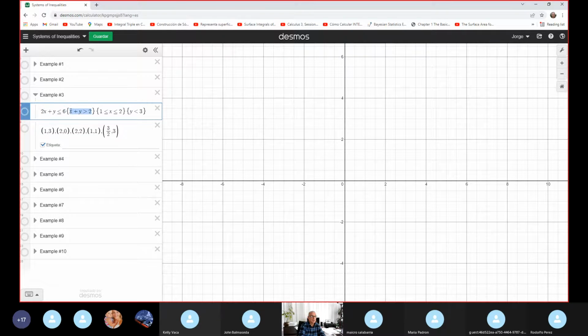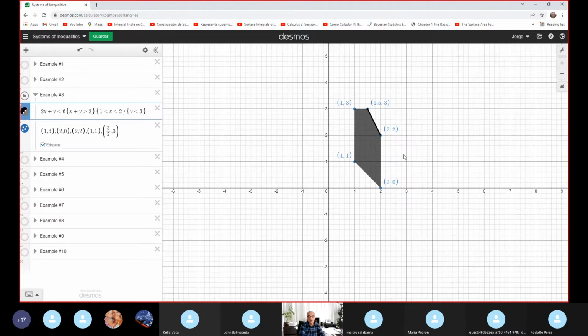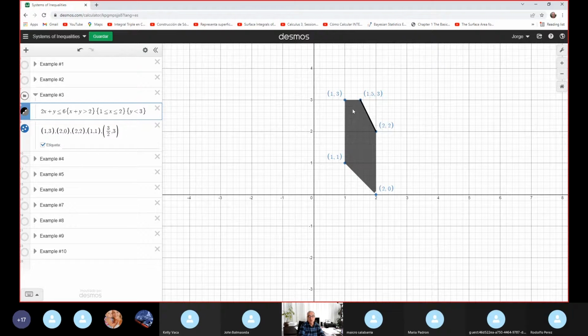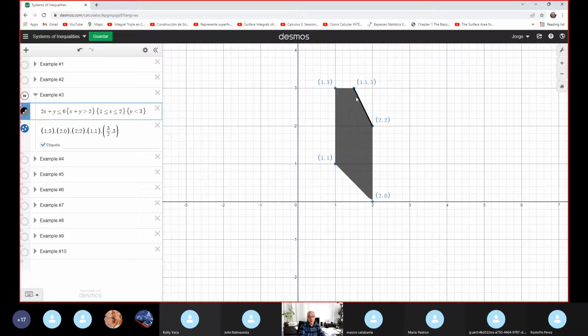I separate each inequality one by one by a curly bracket. In this case, I can work on this together. And when you do the graph of this, how many sides? 1, 2, 3, 4, and 5. It's a pentagon. And this is super important, the corner of this polygon, the corner.